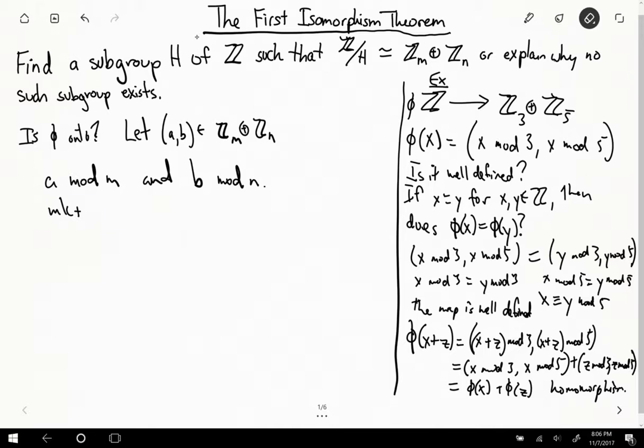Oh, I'm sorry, I went to M and N. Let's do 3 and 5. I was getting a little ahead of myself here. So 3 and 5. If I go A mod 3 and B mod 5, then we'll be able to generalize this a little bit more.